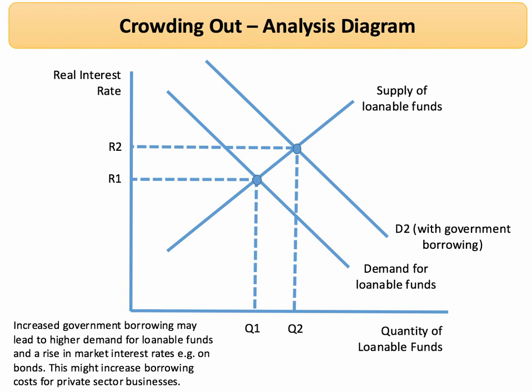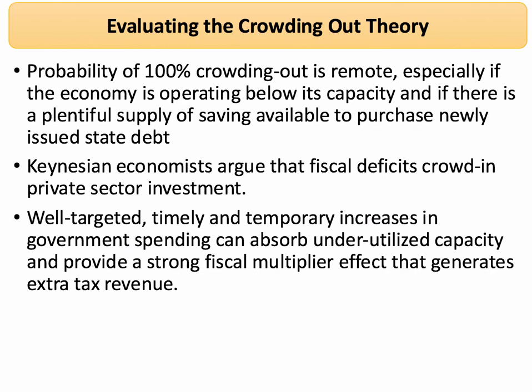Keynes would be a critic of crowding out. Crowding out is the idea, popular in the 70s and 80s and which has returned a little bit recently, that if the state borrows more, that drives up the real interest rate. As you can see here, increased government borrowing, D to D2, may lead to higher demand for loanable funds. That causes interest rates on bonds to go up, which also makes it more expensive for companies to borrow money. So this is a critique of Keynesian economics.